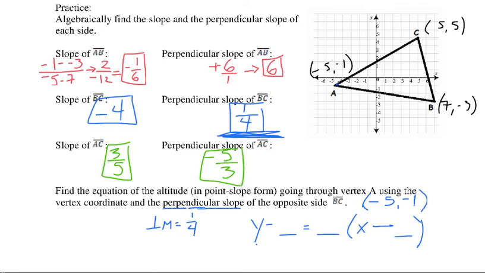In altitude, there's only one equation for the altitude. The median, there's two different versions of it because there's two coordinates you have to find, or it could use that it goes through. For the altitude, there's only one version you should have, because you're always going to use the vertex as one of the coordinates and the perpendicular slope as the other, and those are your only choices.